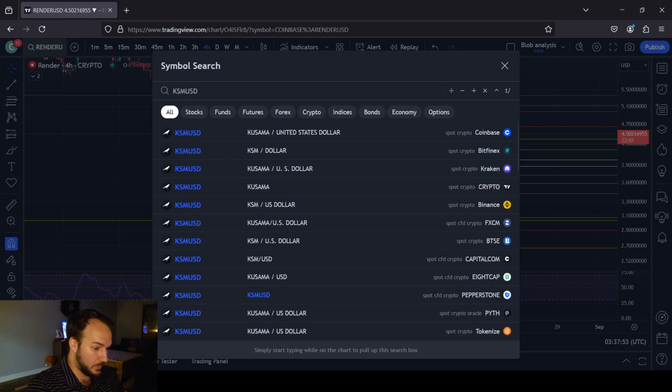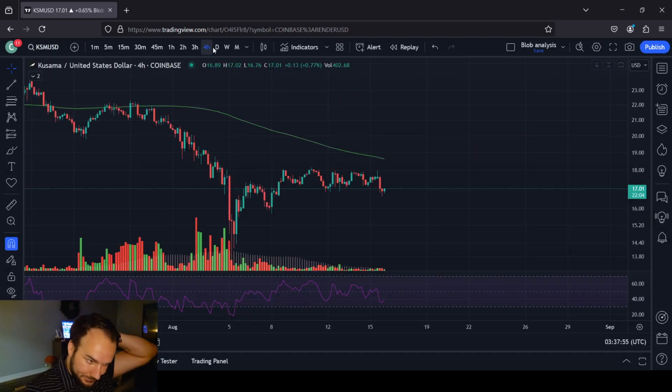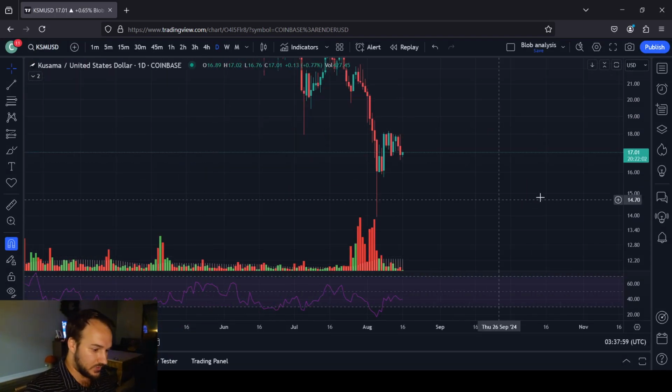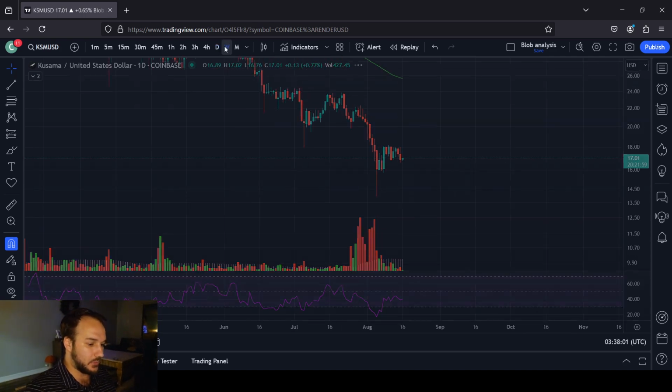So KSM is the next one. Kusama. Looks very similar, does it not? A lot of cryptos look very similar right now.